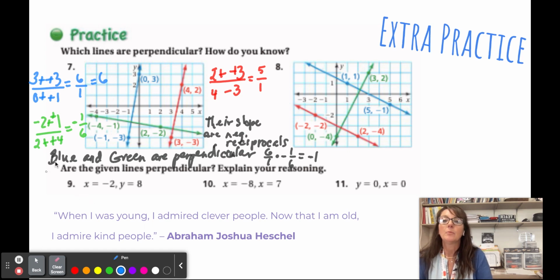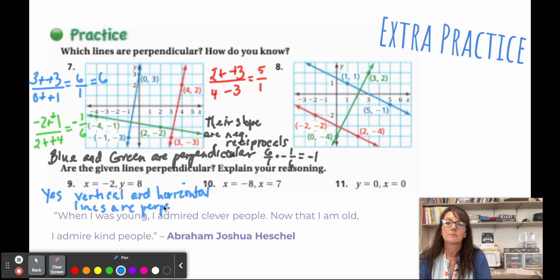Okay. Moving right along to number 9. Are the given lines perpendicular? Well, a vertical and a horizontal. Yes, all vertical and horizontal. Remember how I stumbled over those in the beginning? Yes, vertical and horizontal lines are perpendicular, so yes.